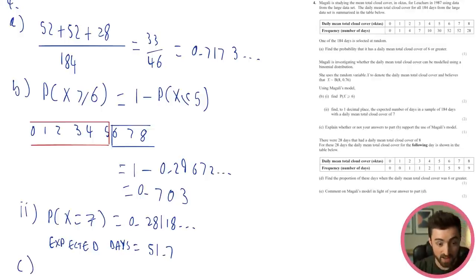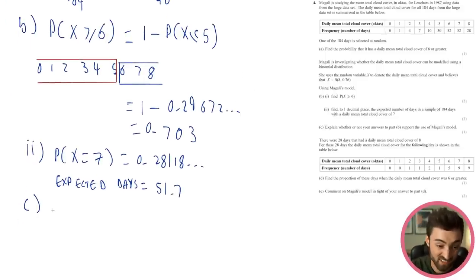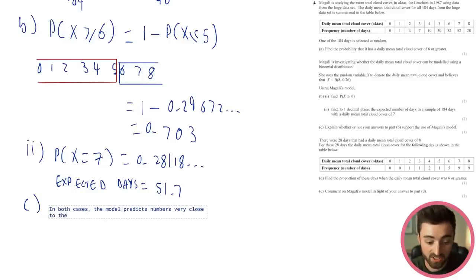Similar thing here, probability X is equal to 7, and therefore the amount of days that you would expect. We expected it to be 51.7, and look how many it actually was. 52. That's super close. If I round 51.7 to the nearest day, I get 52, don't I? So I reckon that this is pretty good, isn't it? So I would say in both cases, the model predicts numbers very close to the historical data.